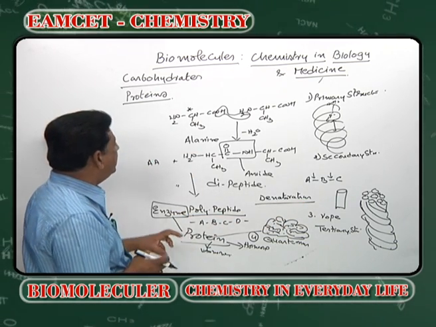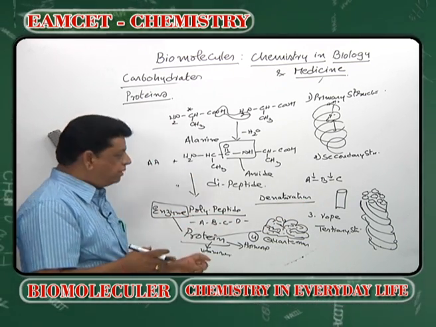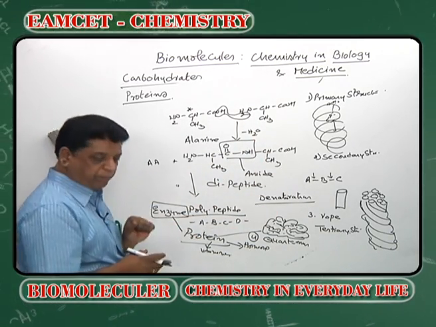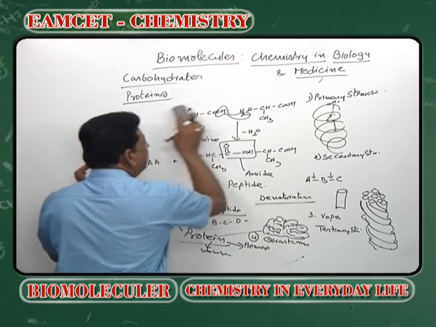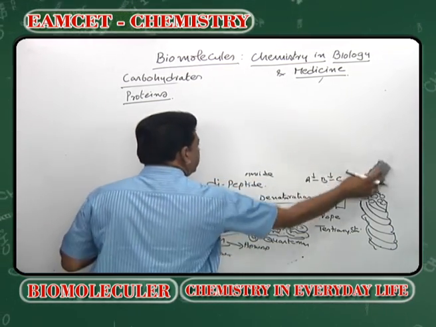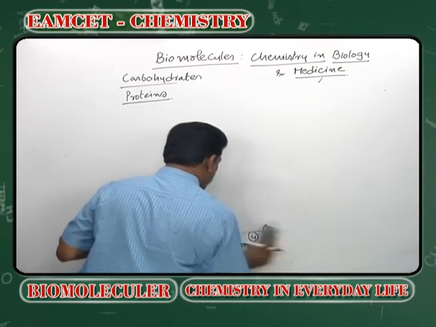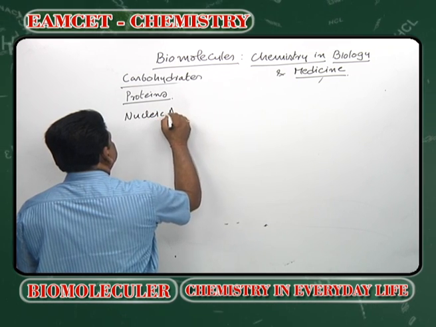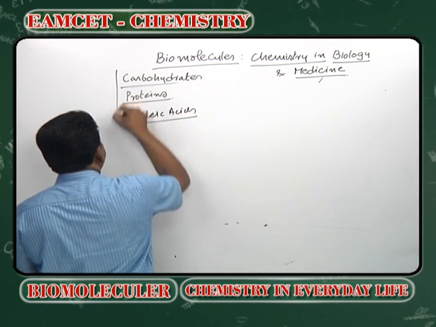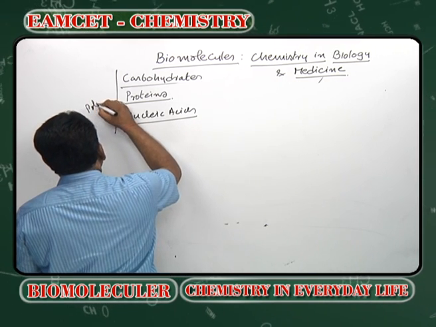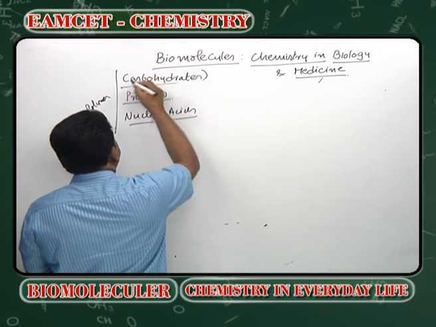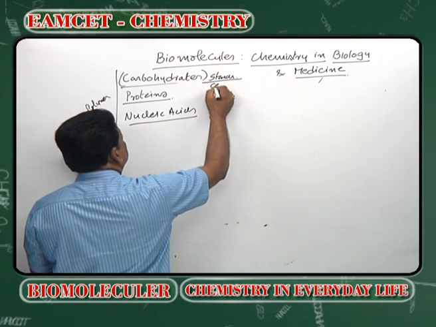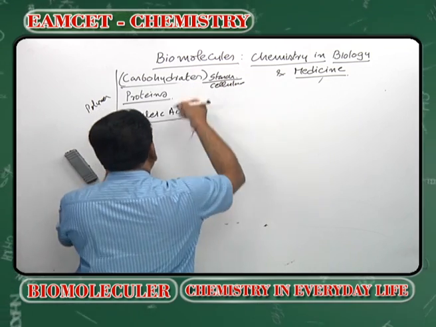So the protein is not just a polymer of amino acids, but all this 4 level structure is also important for the protein. Then we have another important biomolecule, the nucleic acids. These are also, all these 3 are polymers actually. Carbohydrates, especially in terms of starch and cellulose, are biopolymers.